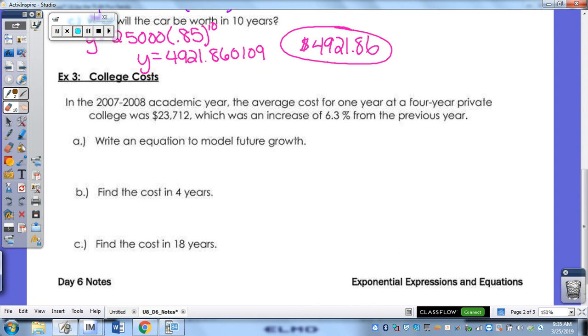So then, in the 2007-2008 academic year, the average cost for 1 year at a 4-year private college was $23,712, which is an increase of 6.3% from the previous year. So write an equation to model future growth. All right, so if it continues along in this trend, future growth means I would do 1 plus my percent. So it would be the $23,712 that it costs this year times 1 plus my 0.063.